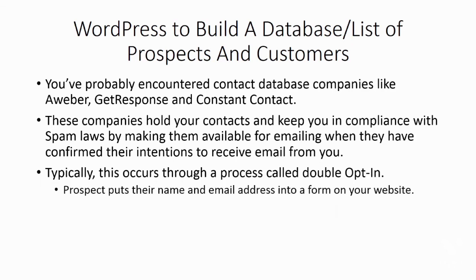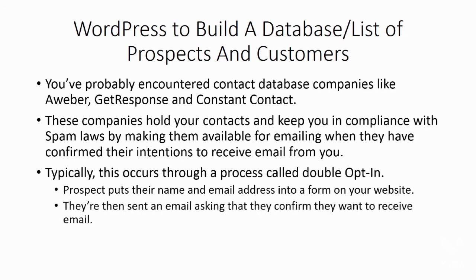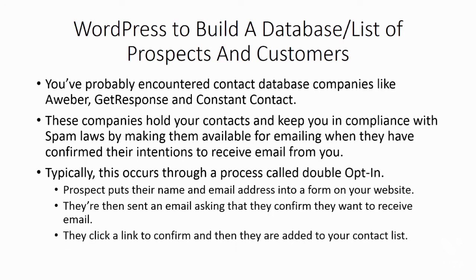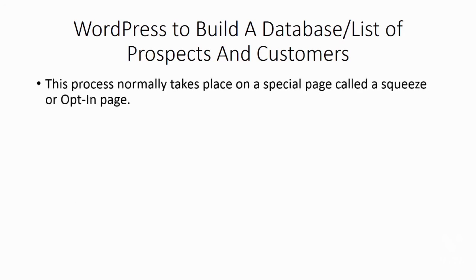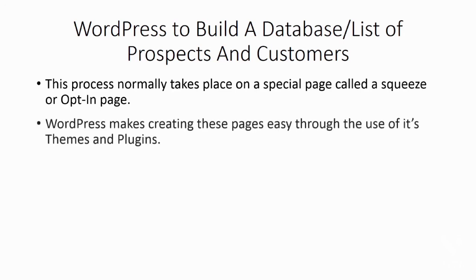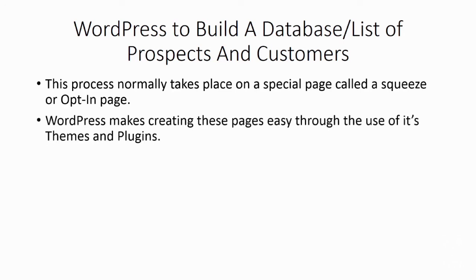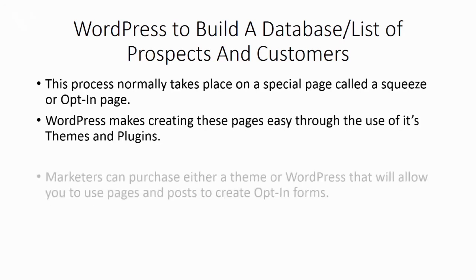The prospect puts in their name and email address into a form on your website. They're then sent an email asking that they confirm that they want to receive email. They click a link to confirm and then they're added to your contact list. Now, this process normally takes place on a special page called a squeeze or opt-in page. WordPress makes creating these pages easy through the use of its themes and plugins.